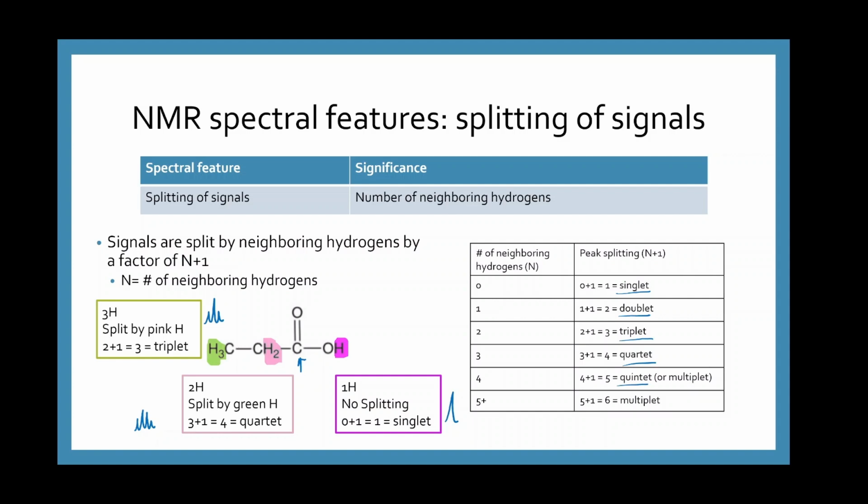So once you get higher than 4 or 5 hydrogens, it's hard to visually distinguish between 5 peaks, the quintet, or 6 or 7. So often those are described as a multiplet. So that tells you there's 4, 5, or more neighboring hydrogens. There's a limit to the resolution of NMR spectra based on the instrument that you're using. So with that limitation, it's hard to see those individual peak splittings.